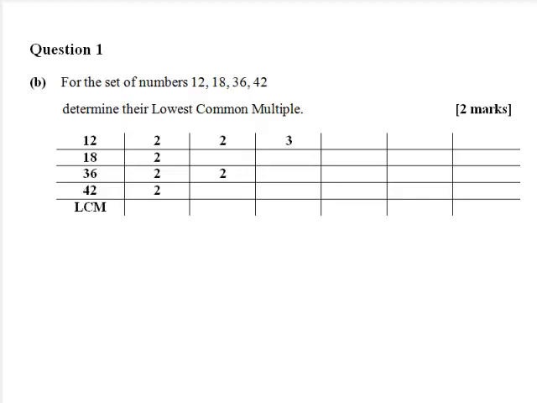Now we'll look at the 3's. There's one 3 in 12, two 3's in both 18 and 36. And then 42 divided by 2 gives us 21, so there's one 3 and one 7. Now, this time we're looking for the lowest common multiple, so it's any column that's in the table here. So there's the 2, the 2, the 3, the 3, and the 7. So those are the factors in the lowest common multiple. 7 times 3 is 21, times 3 is 63, times 2 is 126, times 2 is 252. So the lowest common multiple is 252.